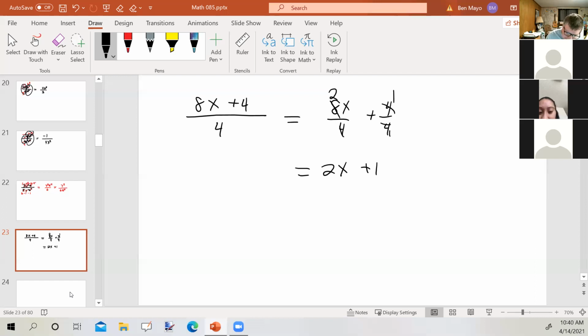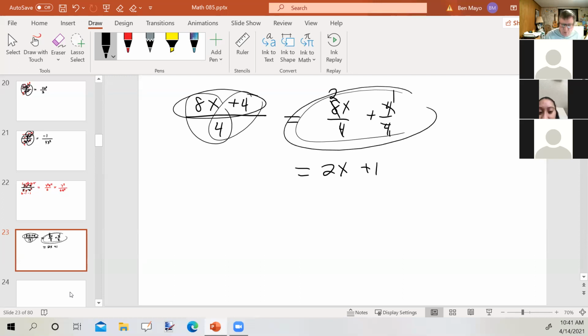Now, we can't go in and reduce that or that. We have to split them up first. These are terms in the numerator, and we can't reduce out if we have terms. So we need to split them up like this and then reduce each individual fraction.